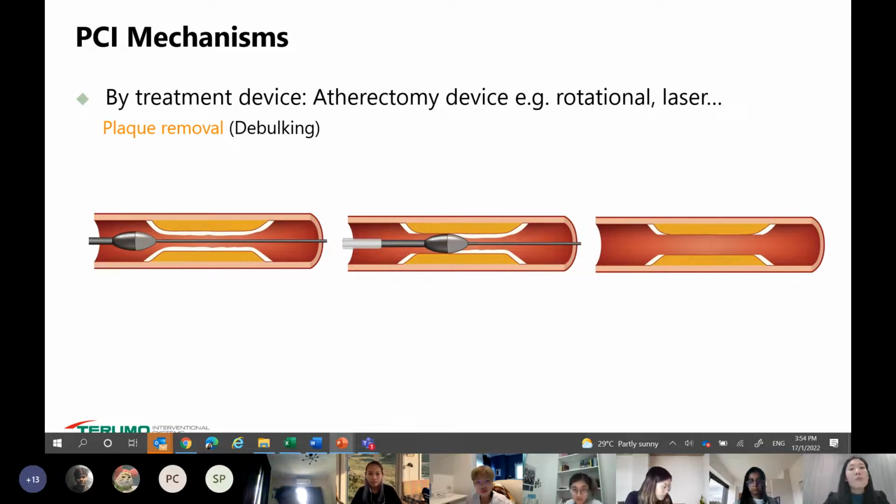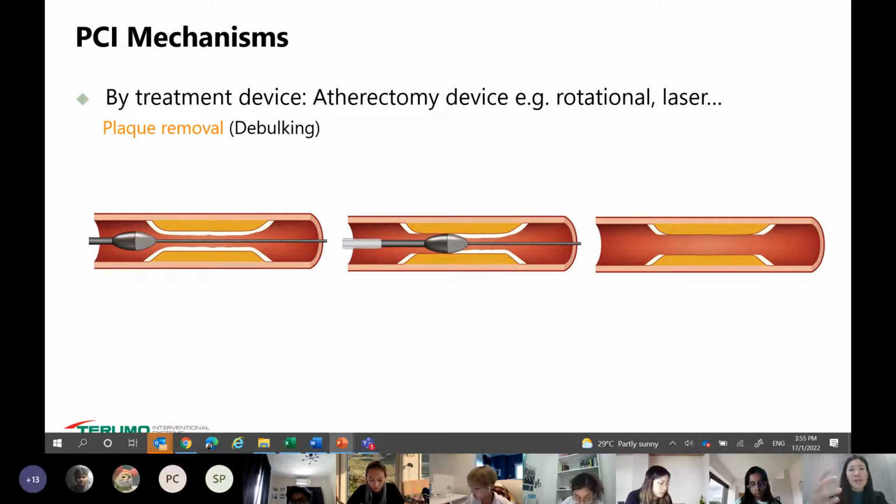As such here for atherectomy devices, such as rotational or laser. This is actually to remove plaque. So just now I mentioned that balloon and stent are typically for softer fibrous, some hard tissue, but atherectomy devices are used for lesions that have calcium. You see the white layer, they're actually calcified lesions. So they're very, very hard.